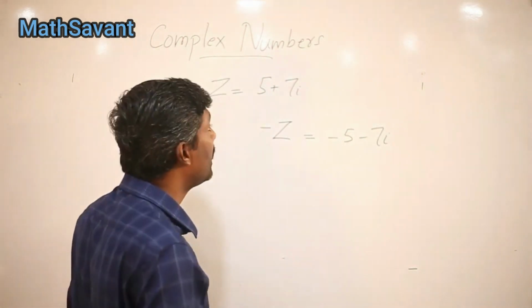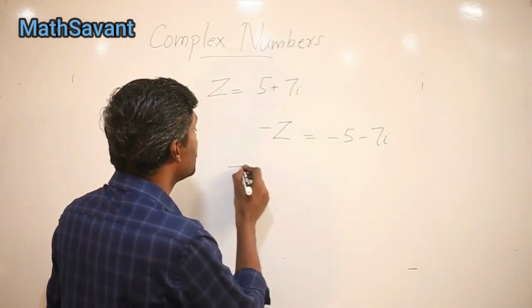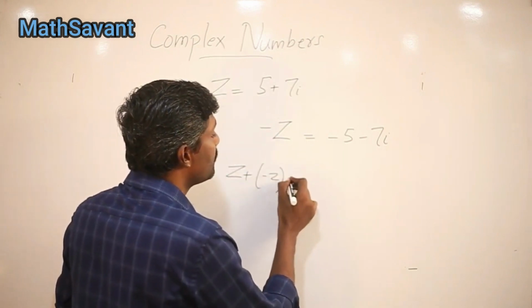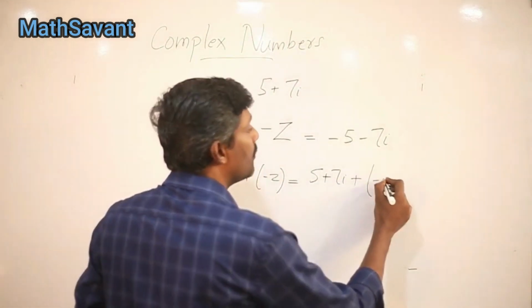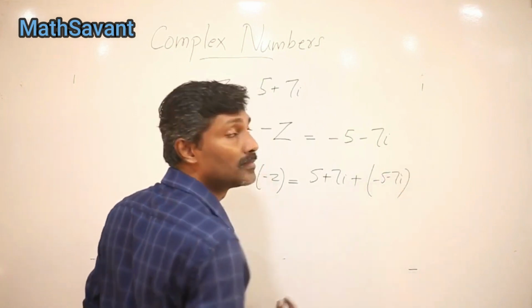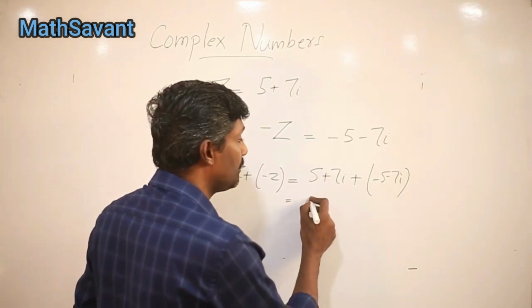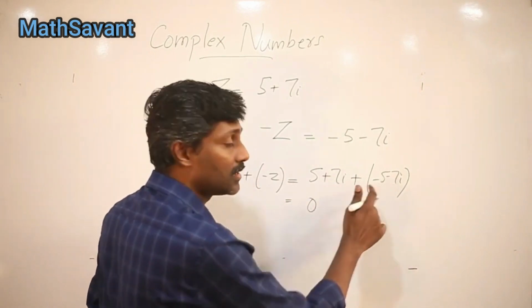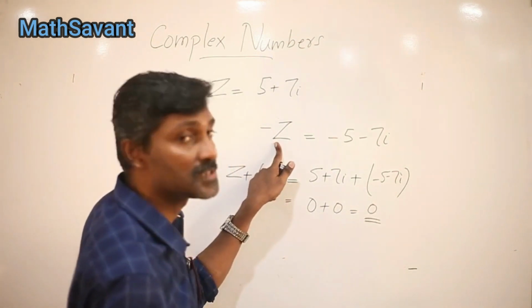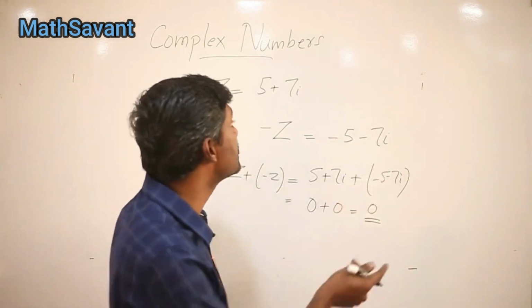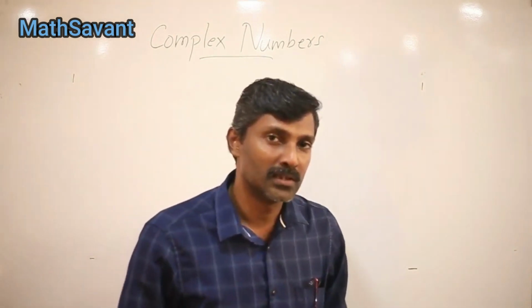And we can check whether when we add Z and minus Z, we get 0 or not. So what is Z plus minus Z? It gives you 5 plus 7i plus minus 5 minus 7i. Now what is 5 plus minus 5? It is 0. And what is 7i plus minus 7i? It is again 0. So this will yield 0. That means minus Z, that is minus 5 minus 7i, is the additive inverse of 5 plus 7i. It is that simple. Okay, so done with the additive inverse.